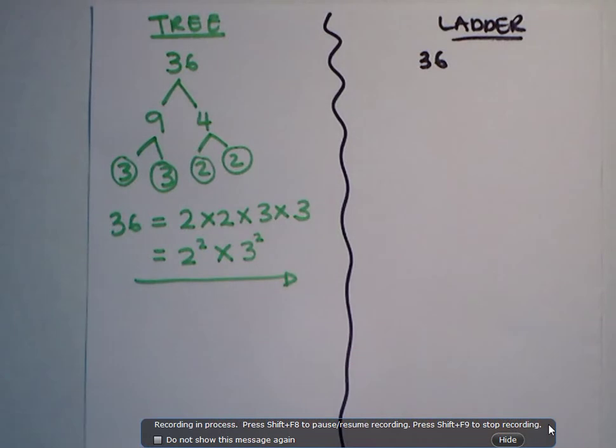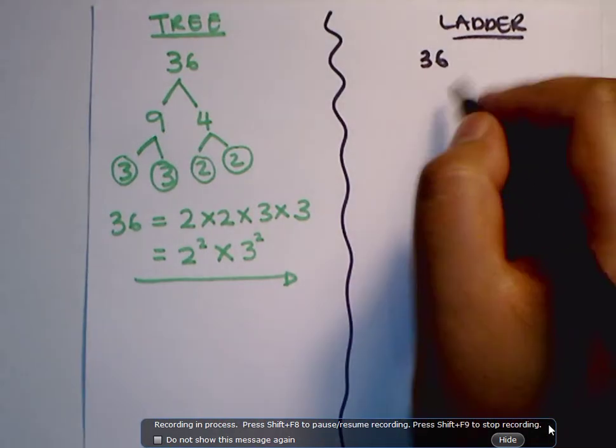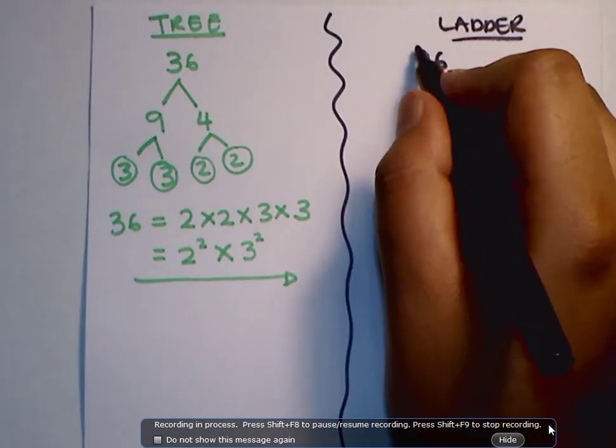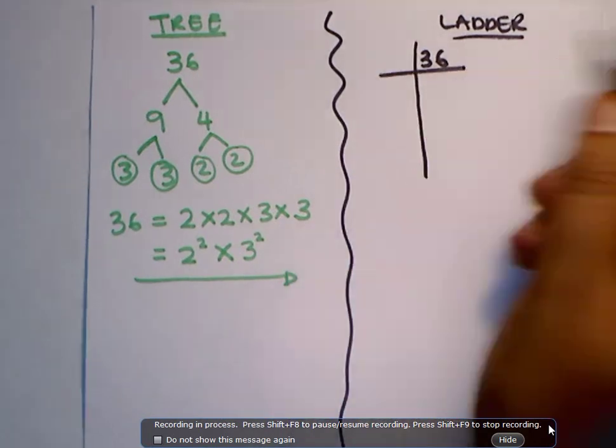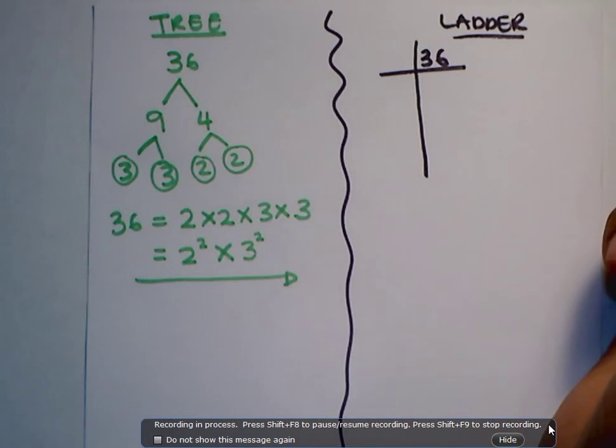Now we're going to do the ladder method. In the ladder method, you're going to get exactly the same results. But the ladder method is normally used because in the bigger grades, it's easier to do it this way. So when you do the ladder method, you must always remember that you need to start with the smallest prime number that can go into it. So the first prime number is 2.